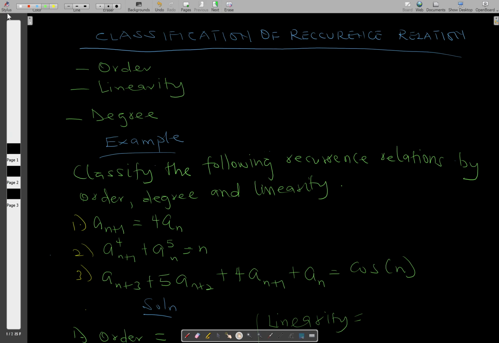Hello, welcome to this lesson. In this lesson, we will classify recurrence relations in terms of order, linearity, and degree.